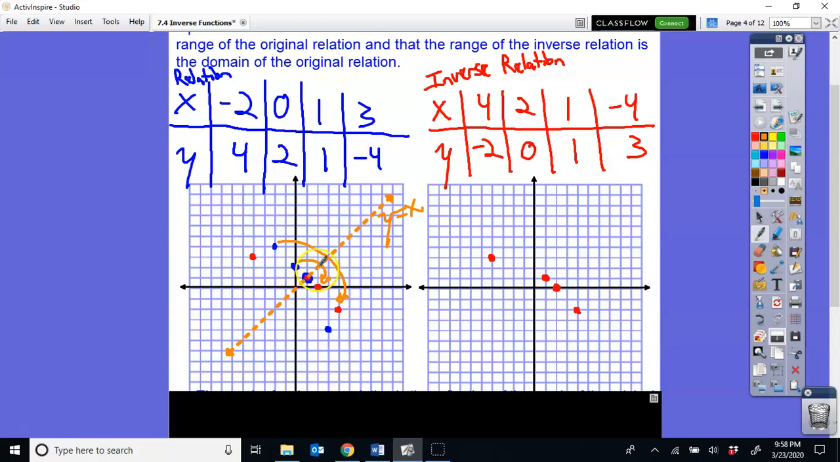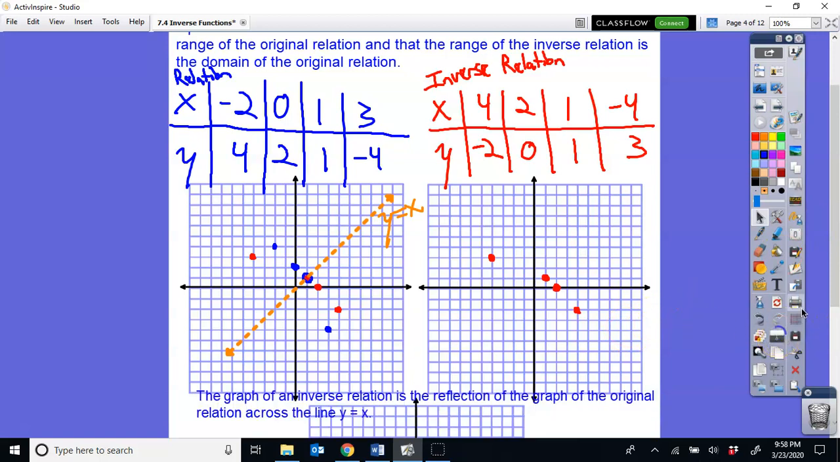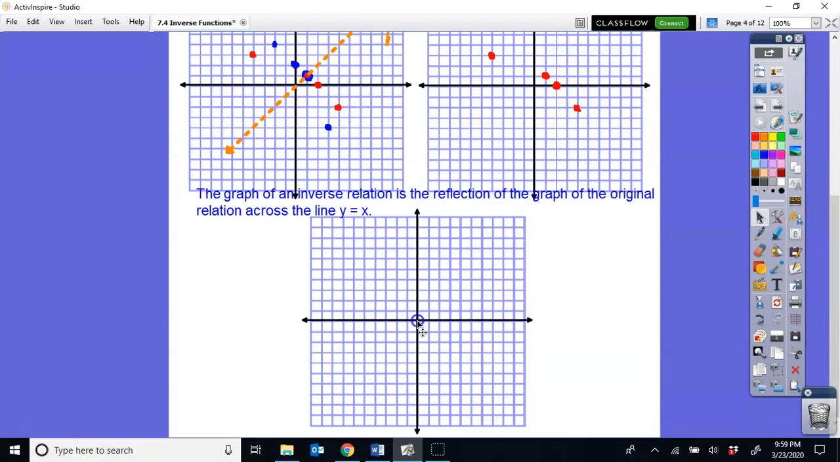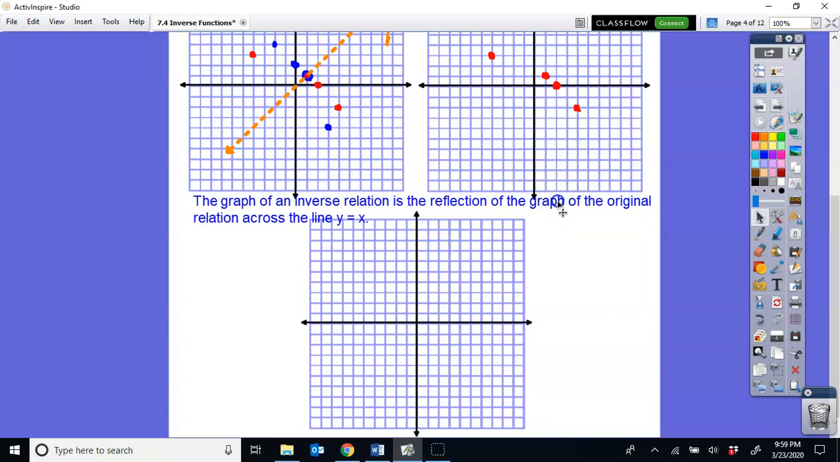Oh, wait a minute. That one didn't change, did it? It's on that y equals x line. If it's on that line, it won't flip. This original flips all the way across here. So what is happening is, every time you take an inverse, you are seeing that the inverse is a reflection across that original y equals x line. And so that's something that you need to know about the graph of an inverse. It is always the reflection of the graph of the original across the line y equals x.